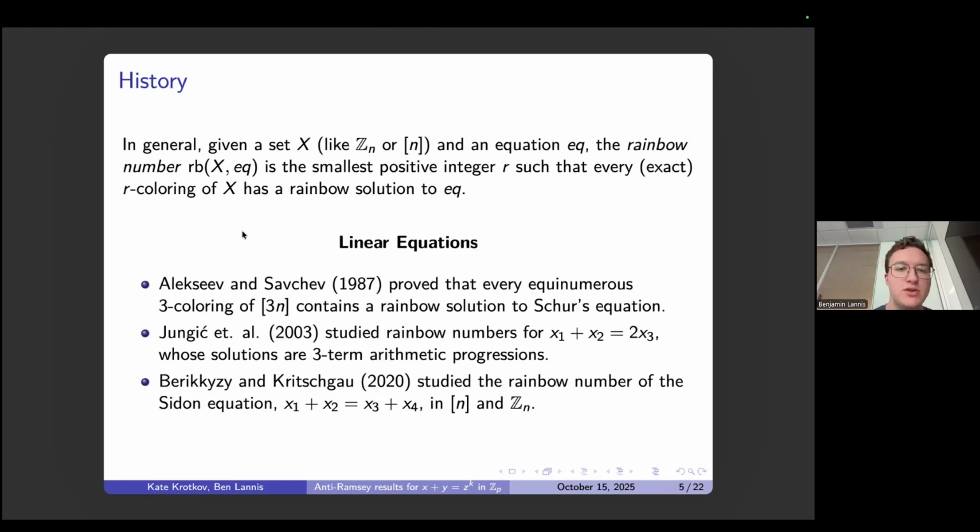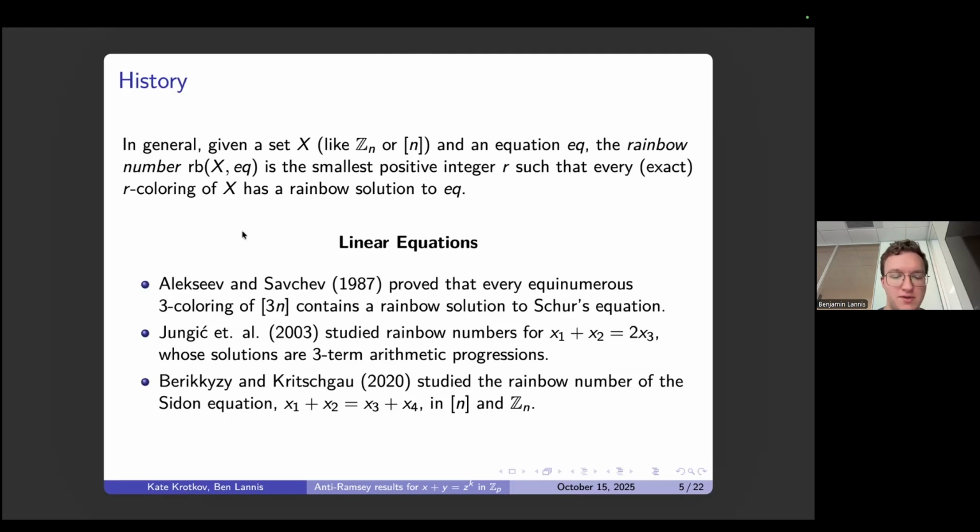So now we can make a Ramsey theoretic definition, which is that given a set X, which for our purposes will be Z_p or Z_n or [n], and some equation, the rainbow number of that set and that equation is the smallest positive integer r such that every r-coloring of X has a rainbow solution to the equation. So hopefully you can already see that we're starting to draw parallels between this definition and the Ramsey theoretic definitions.